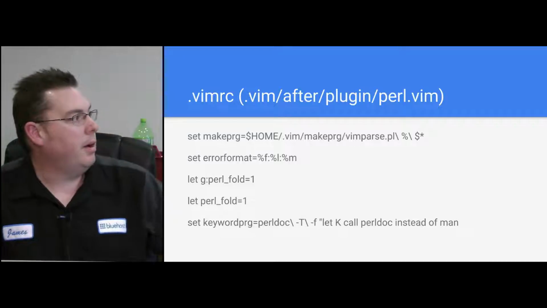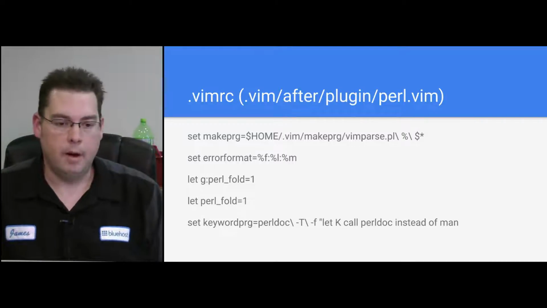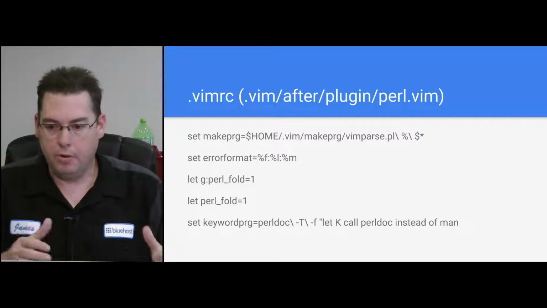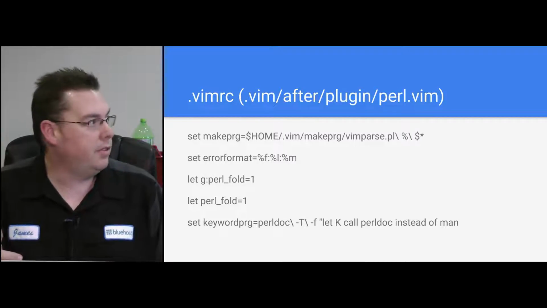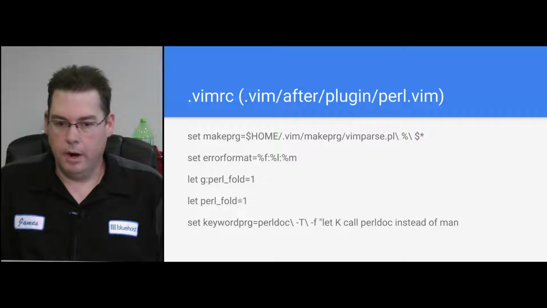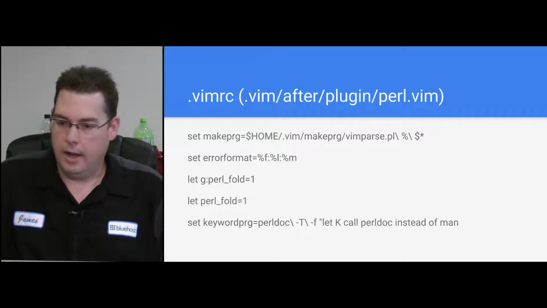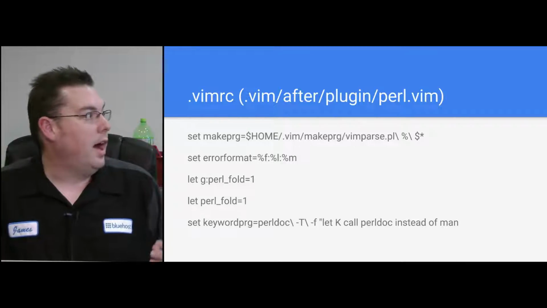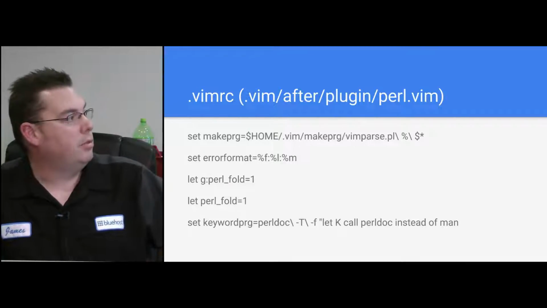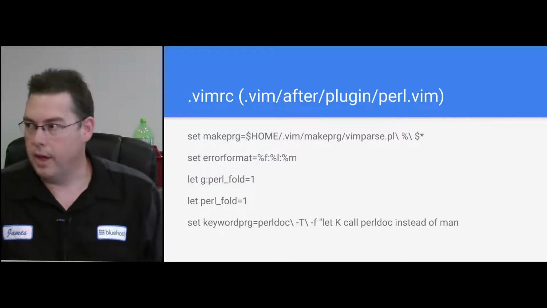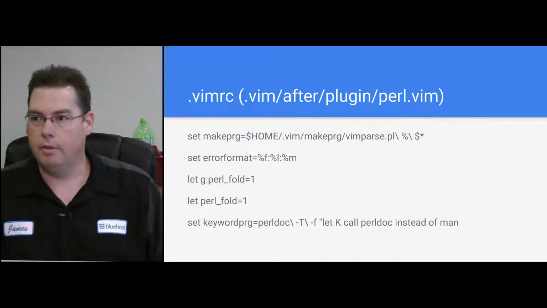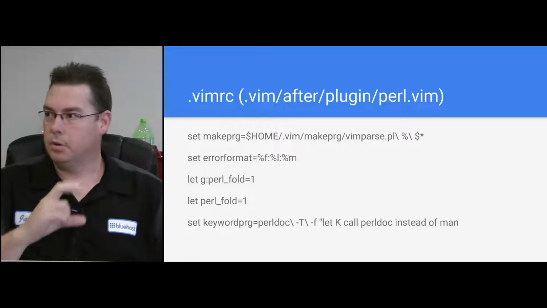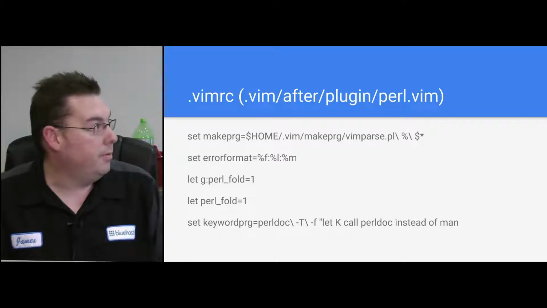The keyword program: by default, if you were in almost any language, there are some defaults to this. If you go to whatever your language is and you highlight a keyword and hit Shift-K, it will tell you useful information about that command. So I've just told Vim to use perldoc for that Shift-K command. If I highlight the word print and hit Shift-K, I'll get perldoc and all the options that go with that.